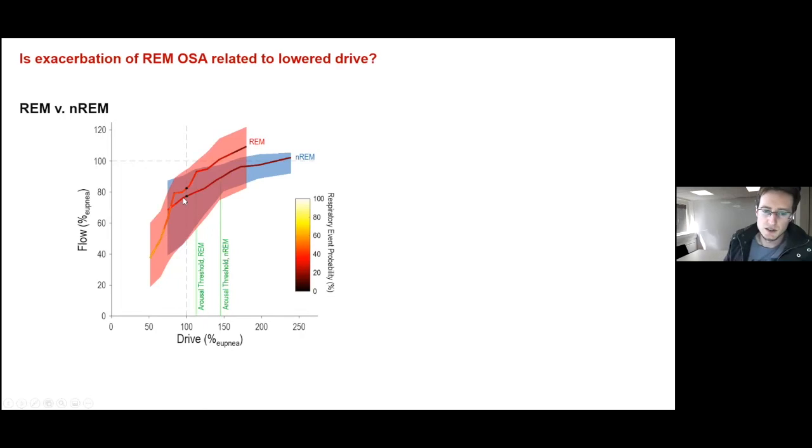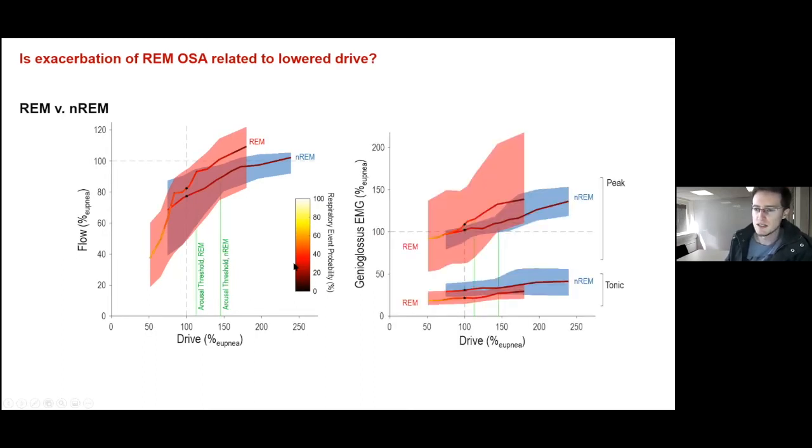But generally, it doesn't look like when drive falls lower, right? So if you look at this lower edge, which is the first decile value of drive and flow, it's much lower than in non-REM. So drive falls to much lower values in REM than non-REM. And when it does fall, flow goes lower and respiratory event probability goes up. So sleep apnea is worse at that time.